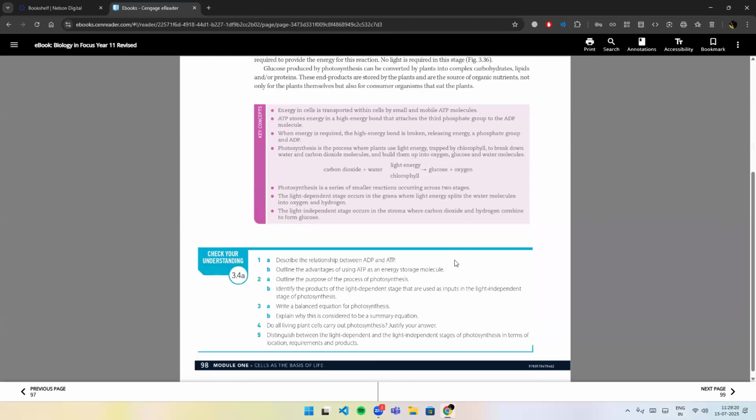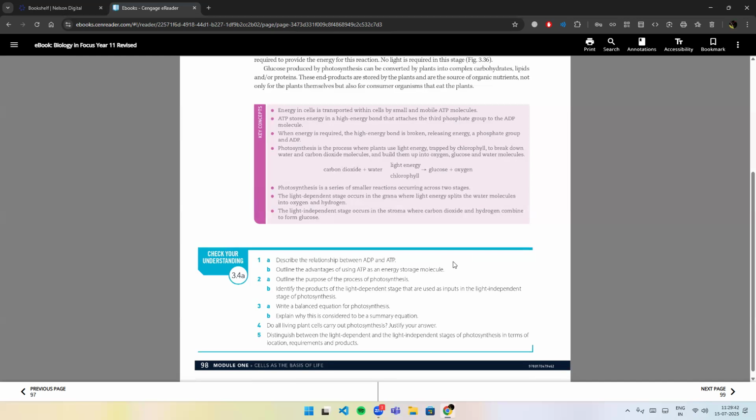Glucose produced by photosynthesis can be converted by plants into complex carbohydrates, lipids, and/or proteins. These end products are stored by the plants and are the source of organic nutrients not only for the plants themselves, but also for the consumer organisms that eat the plants.